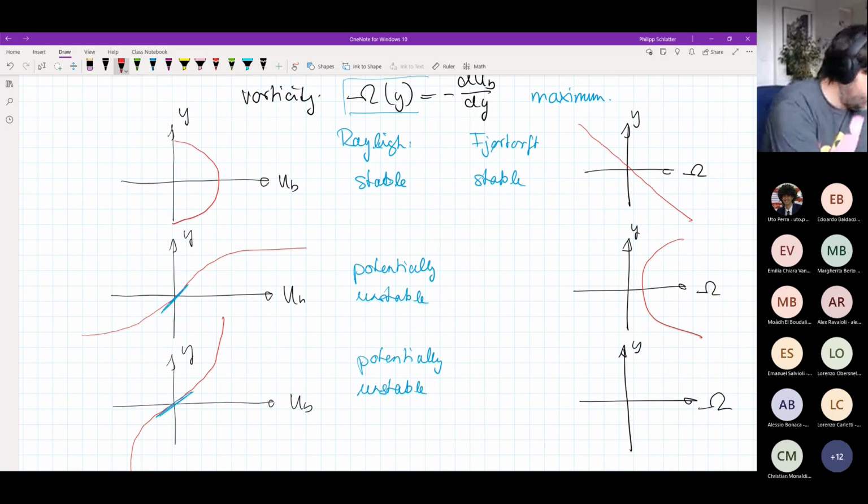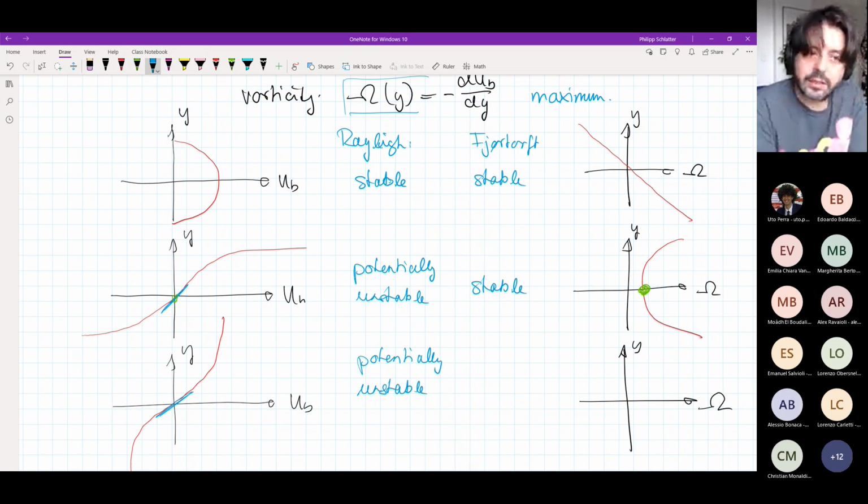Of course, it shows you now that the point where we had the inflection point, this point here, does not correspond to a vorticity maximum. And that means, according to Fjortoft, this profile is stable. So Rayleigh said it's potentially unstable, Fjortoft said it's stable. So a profile that looks like this is stable.